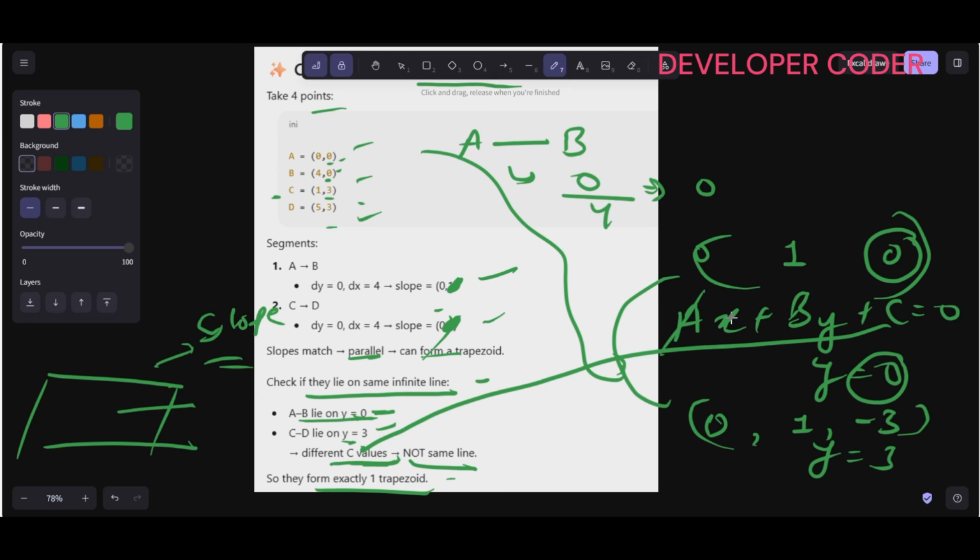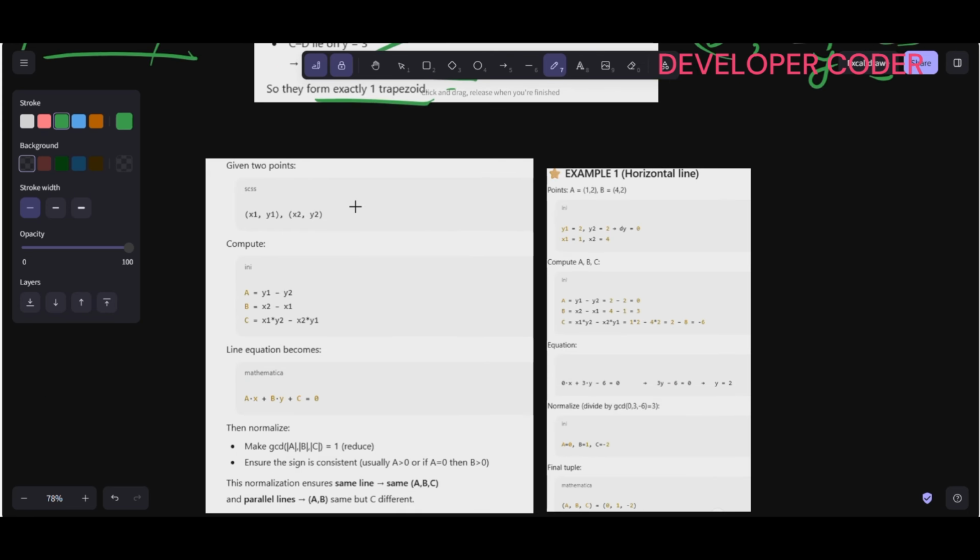Okay, clear, this is done, right? Now, this part I want to show you how we are going to derive this. When you are given two points, x1 y1 and x2 y2, you calculate a as y1 minus y2, you can calculate b as x2 minus x1, and you can calculate c as x1 into y2 minus x2 into y1. So this is how you are going to compute.